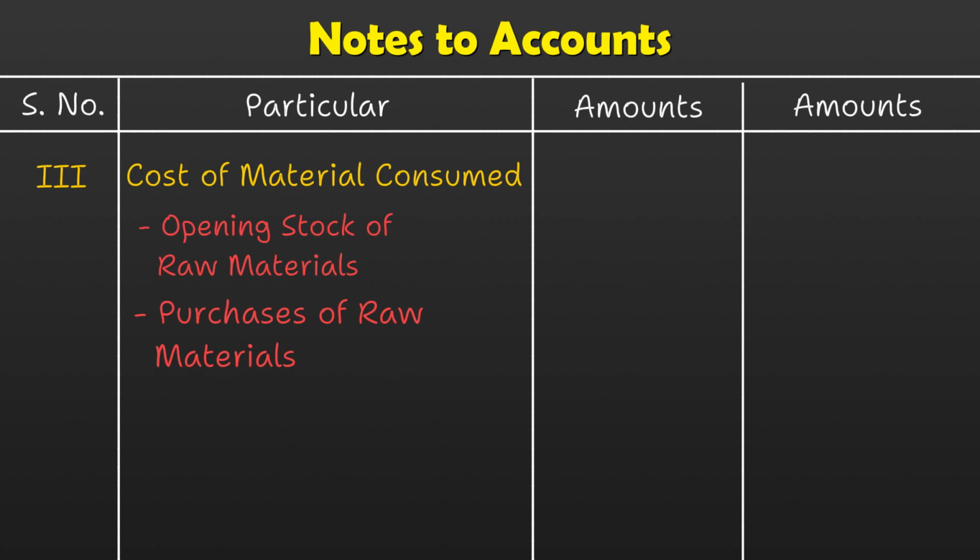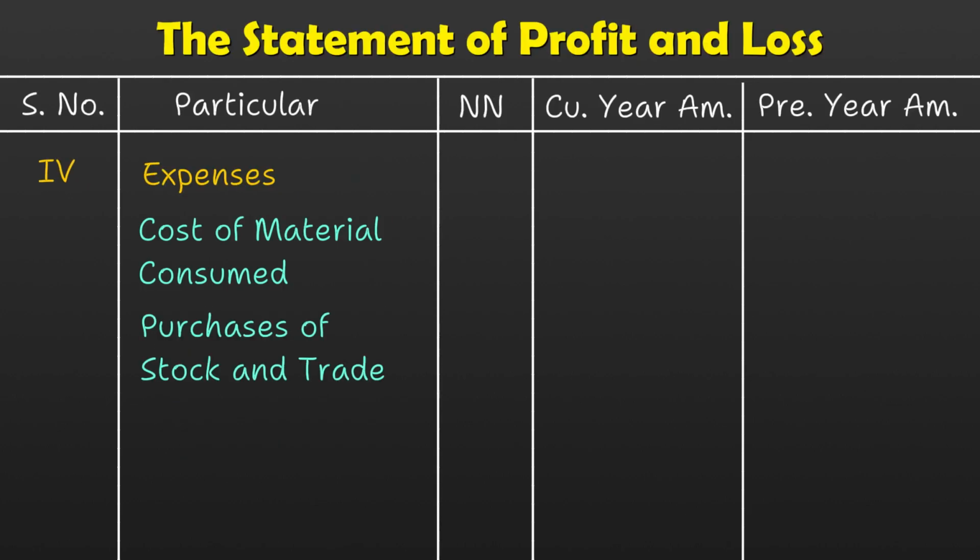So the first one will be the opening stock of raw material. In that, we would be adding the purchases of raw material and we would be deducting the closing stock of raw material. So here we discussed only and only about the raw materials part. Clear? Now after adding these both and deducting the closing stock of raw material, we will get the net amount. That net amount would be written in your statement of profit and loss in front of the cost of materials consumed. Clear?